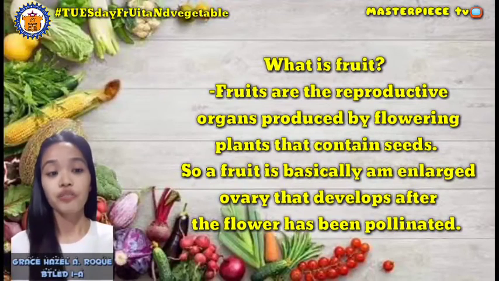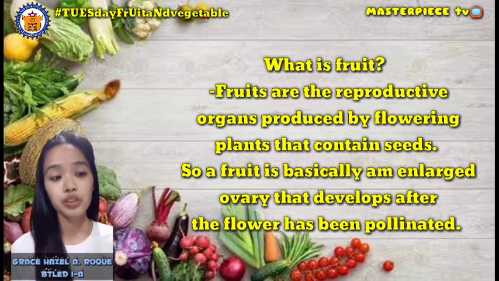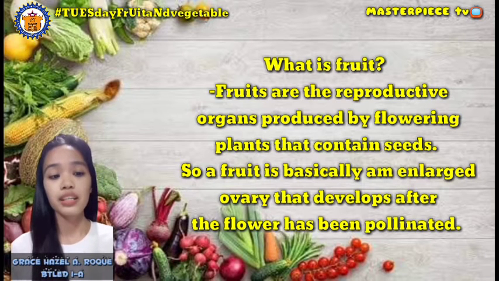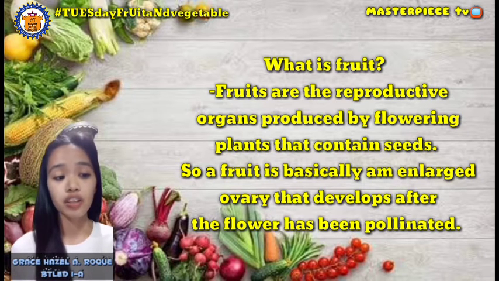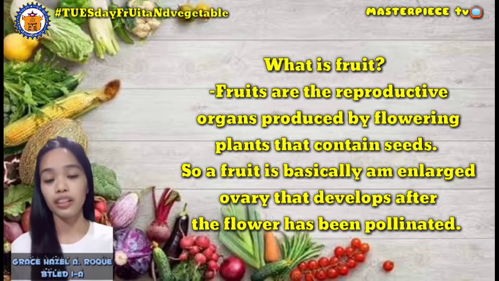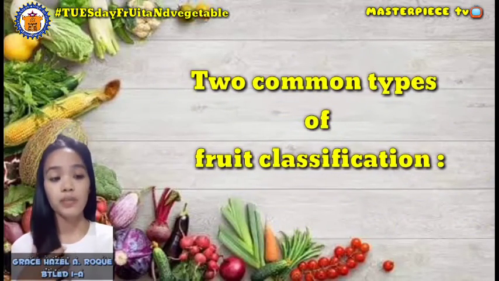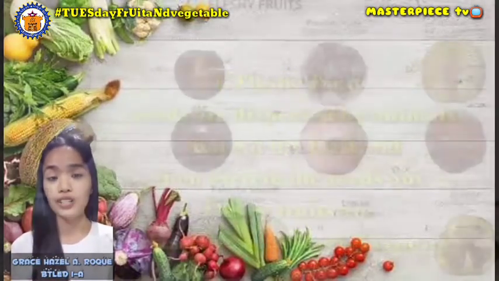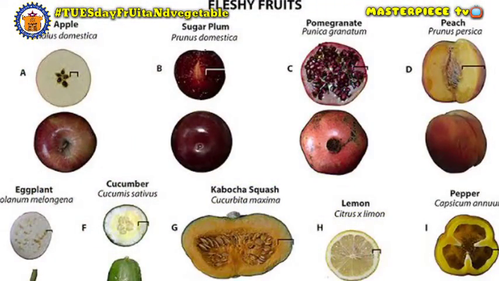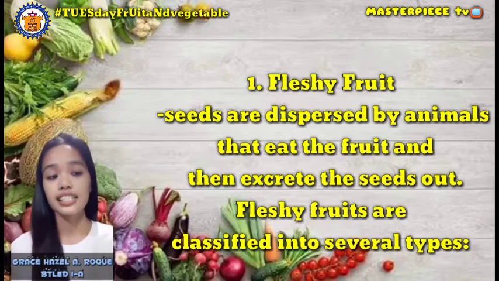What is fruit? Fruits are the reproductive organ produced by flowering plants that contain seeds. So a fruit is basically an enlarged ovary that develops after the flower has been pollinated. There are two common types of fruit classification. First is fleshy fruits. Seeds are dispersed by animals that eat the fruit and then excrete the seeds out.